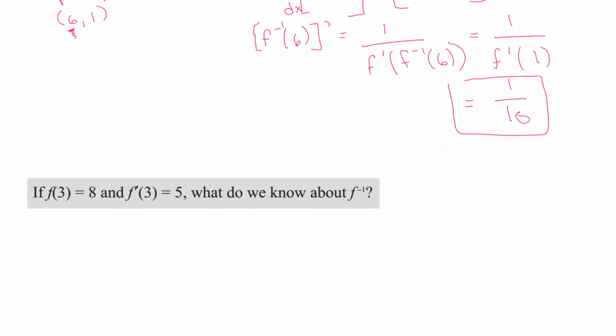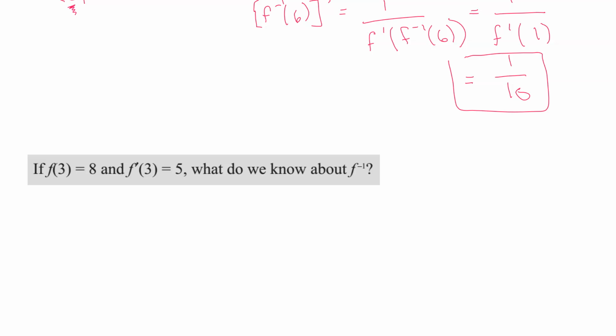All right, let's consider the next one. Same idea. We're thinking about what we know about the inverse. So we're going to first establish what the point is for the inverse, and then we're going to find the derivative of the inverse. So we're given the original function f of x with the point input of 3 and an output of 8. When we're considering the inverse, we've got those values swapped. So our x and our y have switched, our input and our output have swapped.